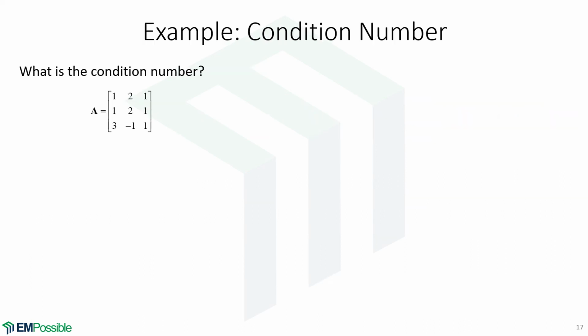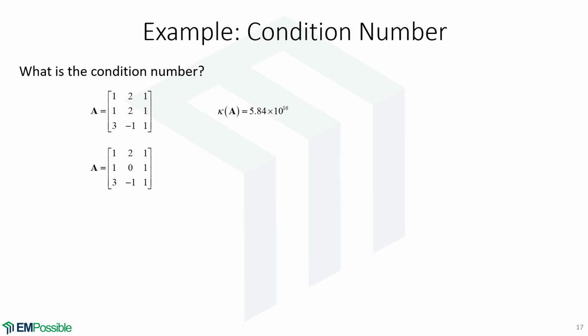Let's go through some examples. Here's a matrix. What's the condition number? Notice now the first and second row are the same. So we would expect this to be very ill-conditioned and have a super high condition number. So I entered that in MATLAB, calculated the condition number, and I get something like 6 times 10 to the 16. So that's practically numerical infinity. So this is a very ill-conditioned matrix, obviously.